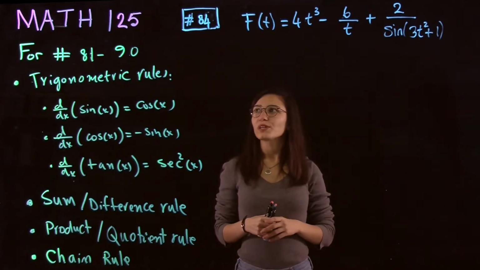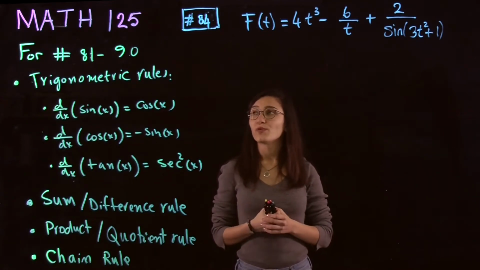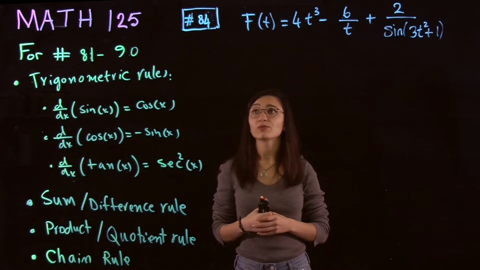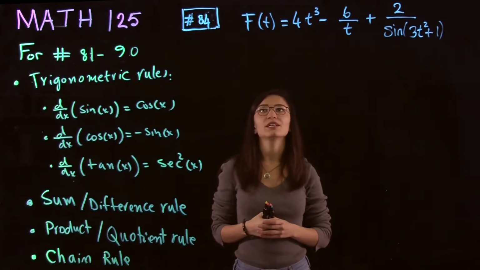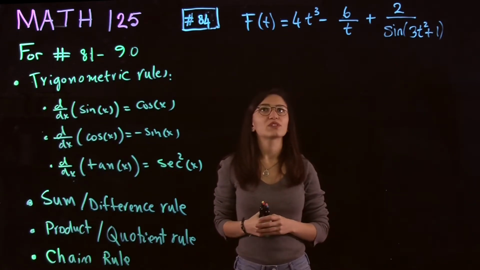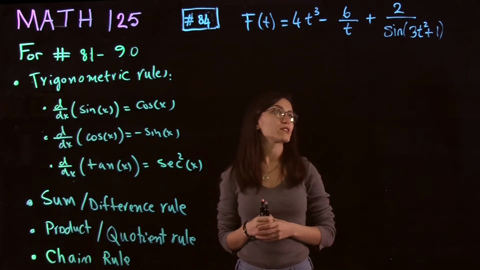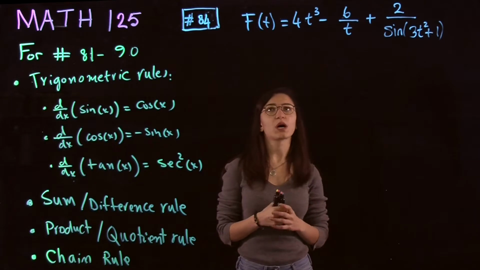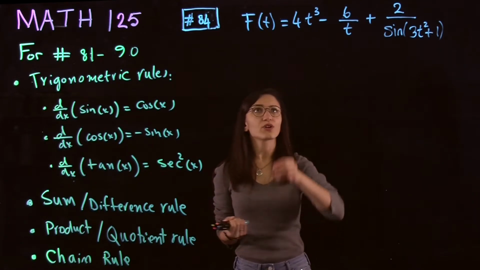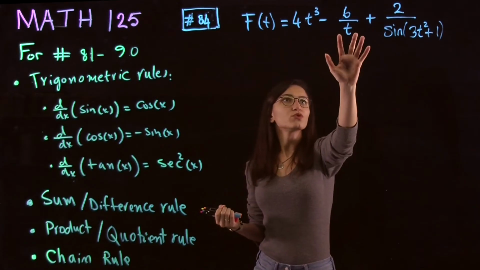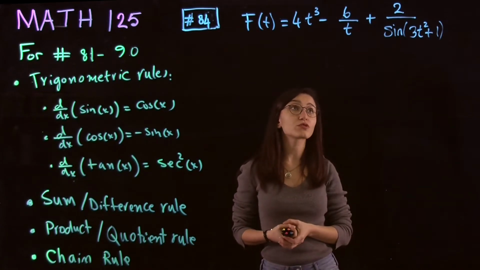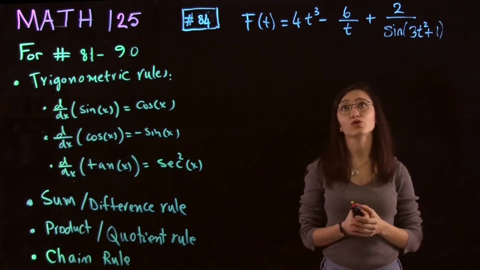Hi everyone, so we are back with the gateway questions of 125 and we are here for number 84, and here is our function f of t equal to 4t cubed minus 6 over t plus 2 over sine 3t squared plus 1. So here, the first term looks good, and if you look at the second term, it looks like a quotient, and the third term also looks like a quotient.